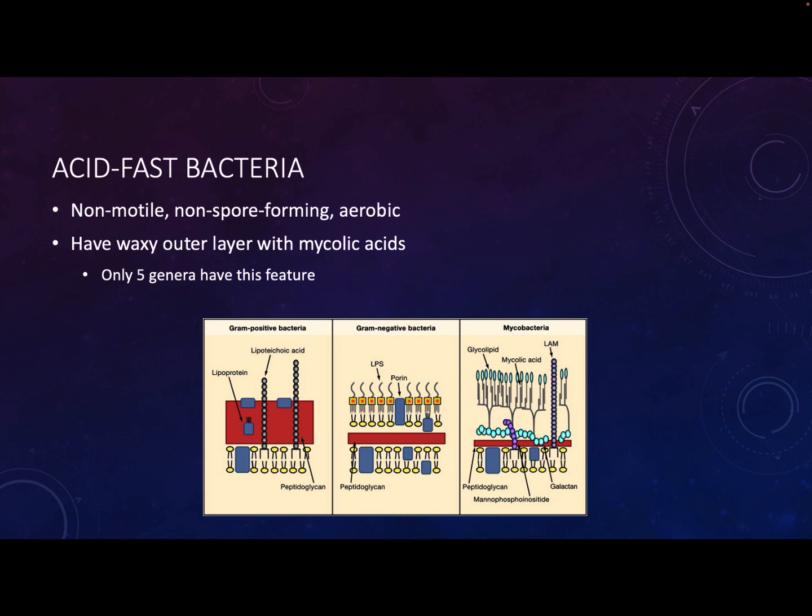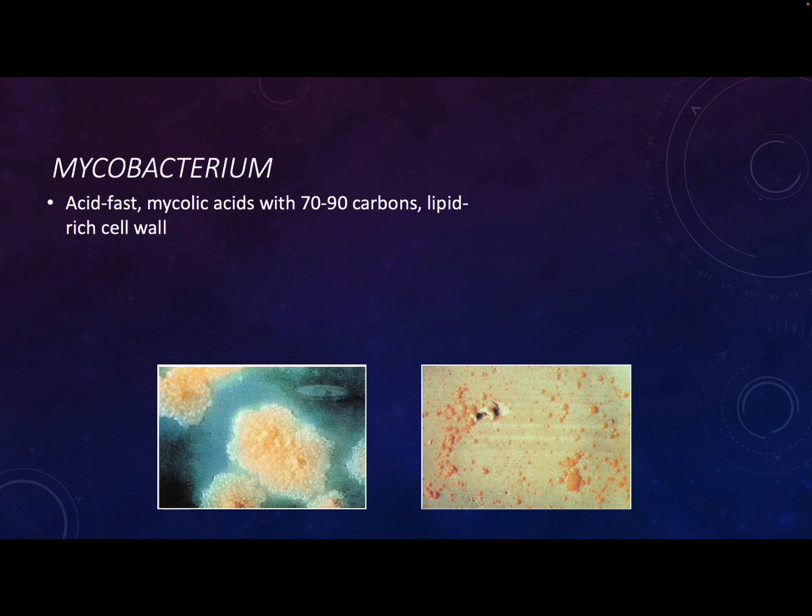The first genus that we'll talk about is Mycobacterium. They're very creatively named. Mycobacterium, they're acid fast. They have mycolic acids with anywhere from 70 to 90 carbons. Different genera can have different numbers of carbons. And so they have that lipid-rich cell wall because it's that waxy layer.